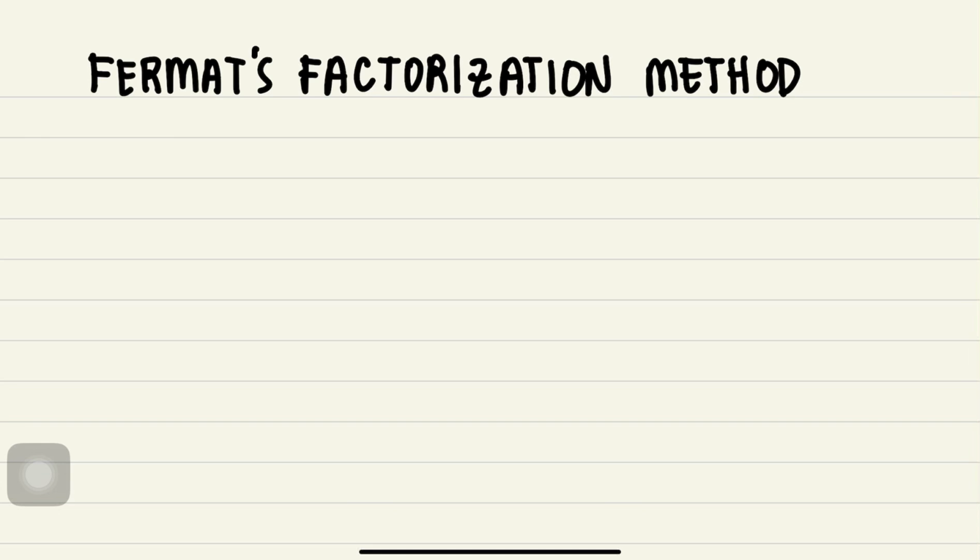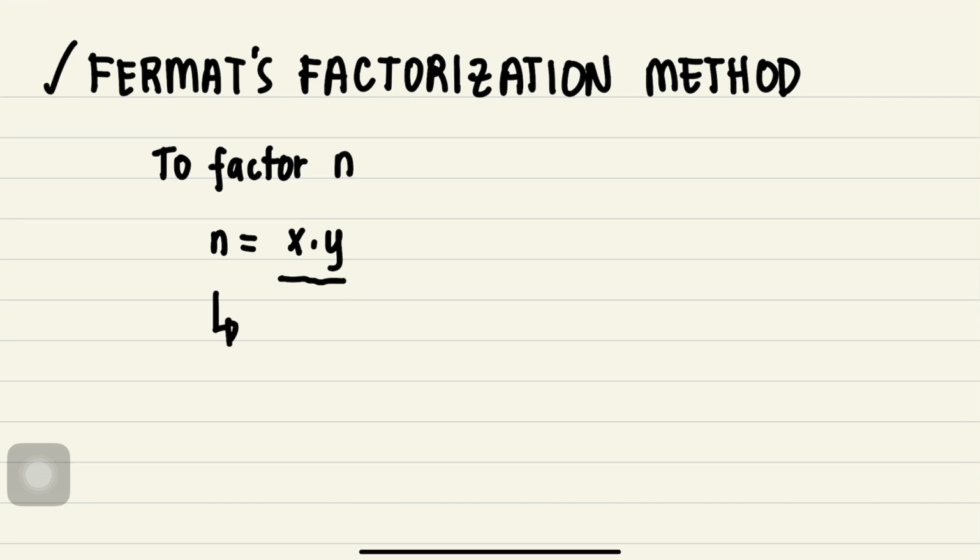In an integer factorization, we want to factor n, which is equal to the product of x and y. We do not know the values of x and y. We are only given the value of n. So to find its factors, we can use Fermat's factorization method. However, Fermat's method is most efficient when the number n is odd and the two factors of n are close to each other.